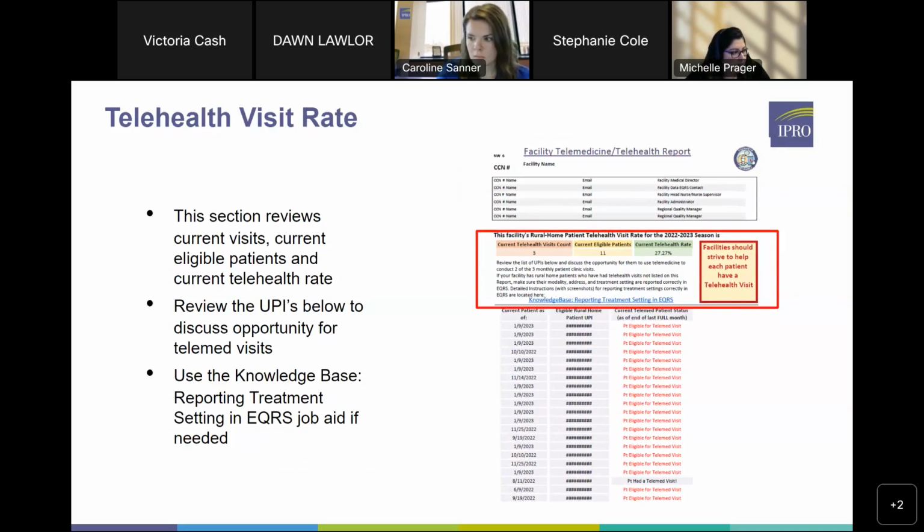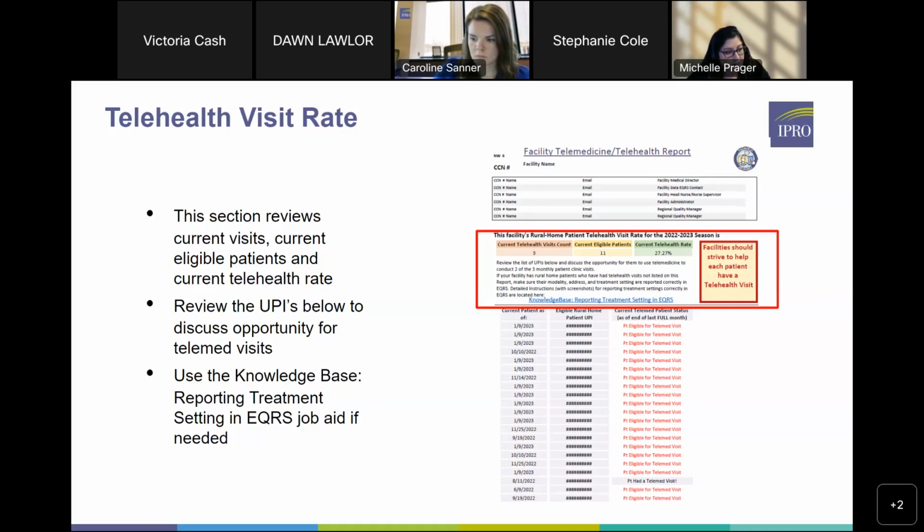So in this section, it reviews the current telehealth visit count. In this facility, they had 3. They have 11 patients that are eligible for telehealth visits. So their current rate is 27.27% for telehealth visits. Now, telehealth is for patients that are on a home modality that have a rural zip code. So that's the patients that are counting for telehealth.